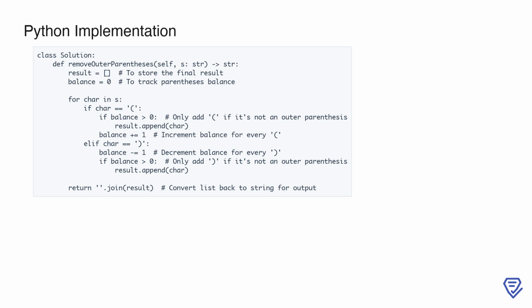This approach ensures we process the input in a single pass, making the algorithm efficient with a time complexity of O(n), where n is the length of the string s. The space complexity is also O(n), due to the use of the result list to store the output. This implementation handles all valid input cases, including nested and consecutive primitives, while maintaining correctness.